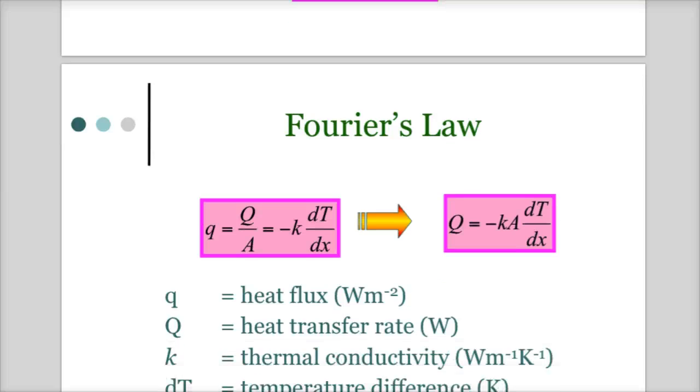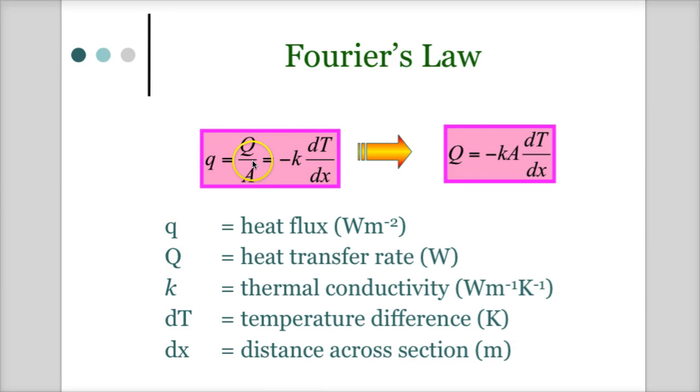Since we want Q, the A goes up there. So Q equals minus K A dT over dx. So that's Fourier's law. And no, that's not quite Fourier's law, that's an interpretation from Fourier's law. The small q is the heat flux, which is watt per meter square, and Q is the heat transfer rate. So that's what you want.